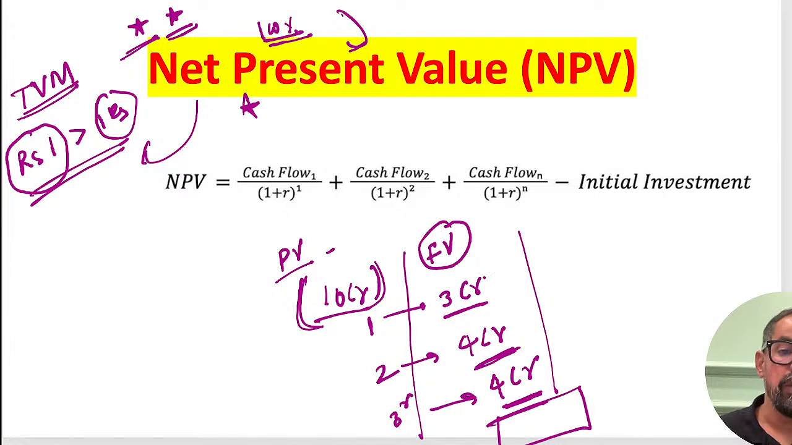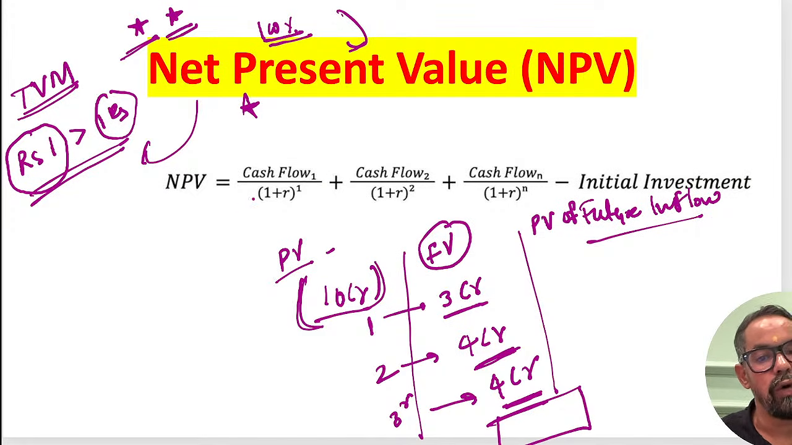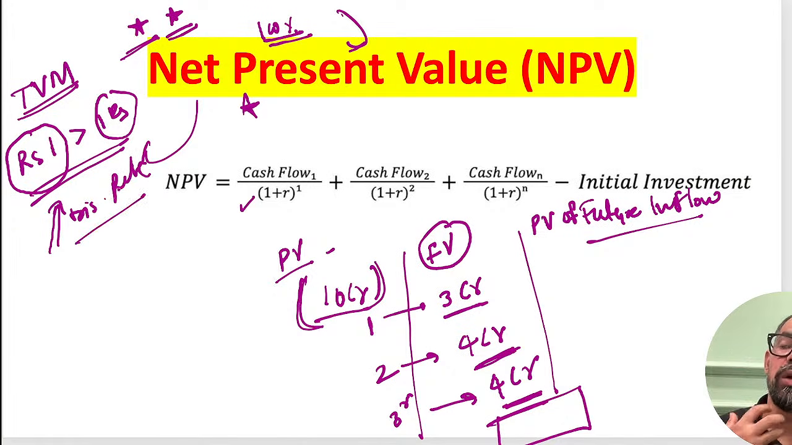So what this method says is: calculate the present value of future inflows. How will you calculate? This is the formula you have to use: inflow divided by (1 plus R). R is the discount rate. Discount rate is basically the financing cost, inflation, opportunity cost, everything. Let's assume your discount rate is 10%.